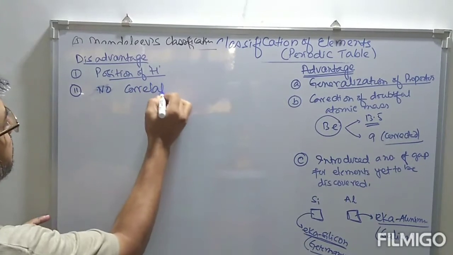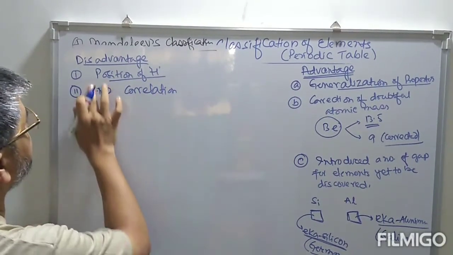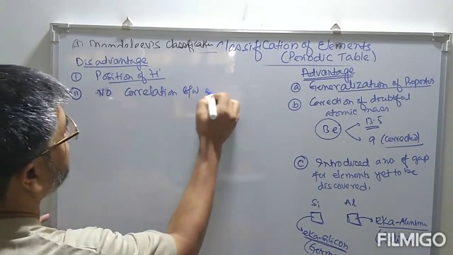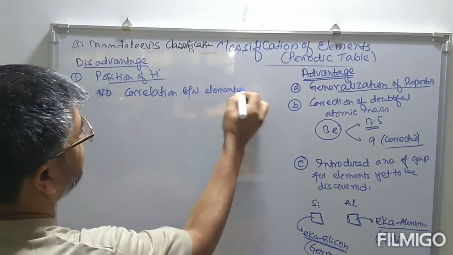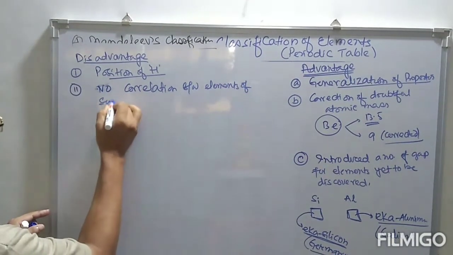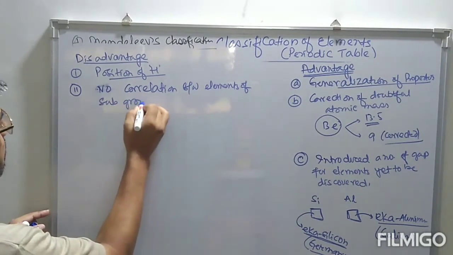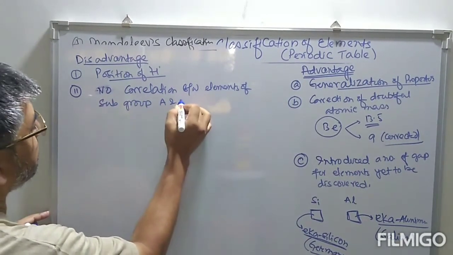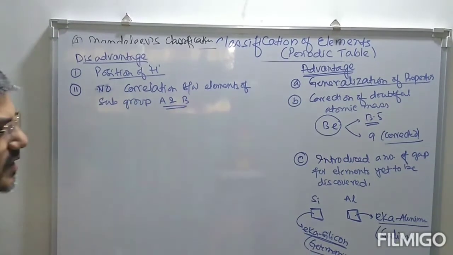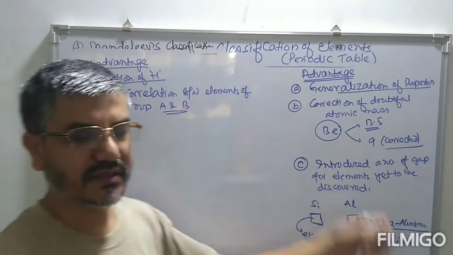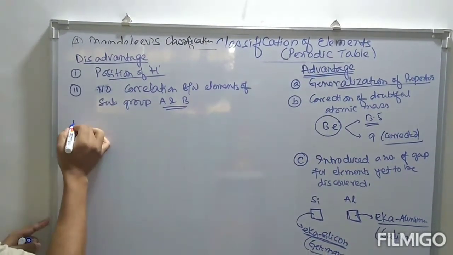No correlation between elements of subgroup A and B. In many of the cases, he violated this rule.